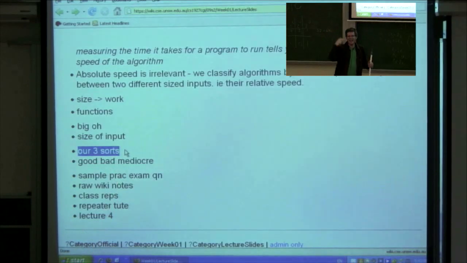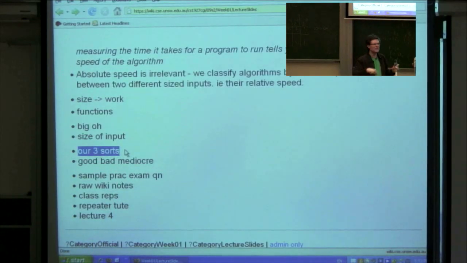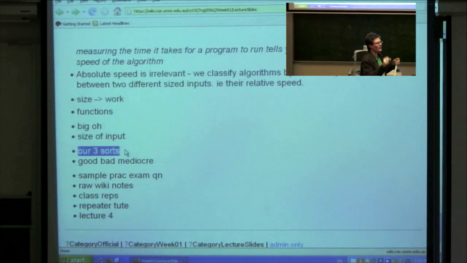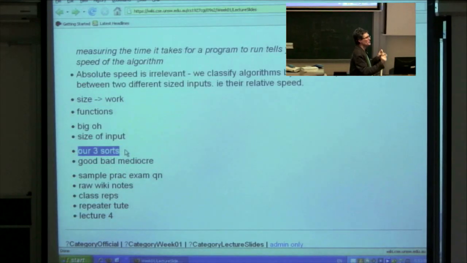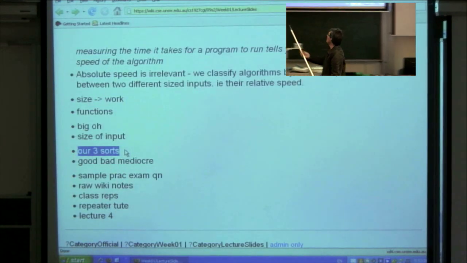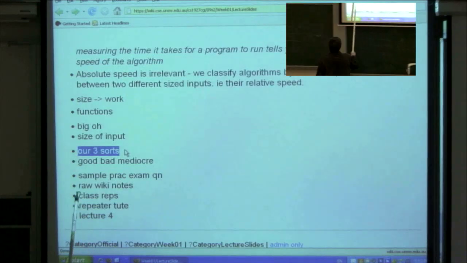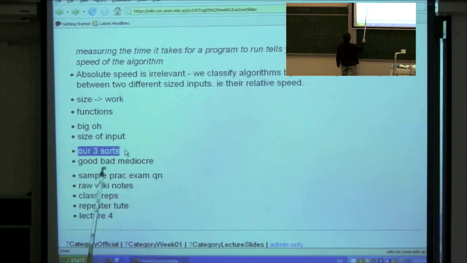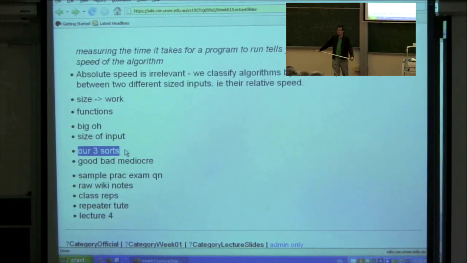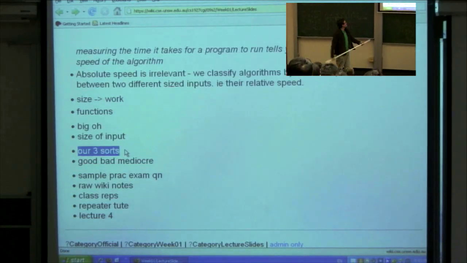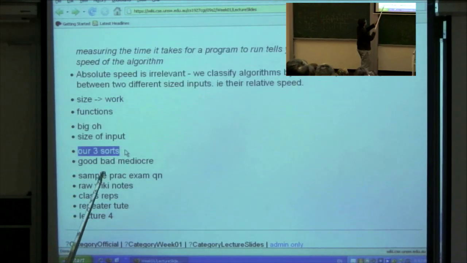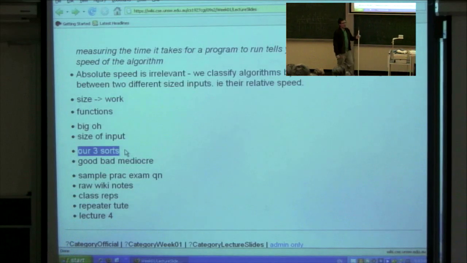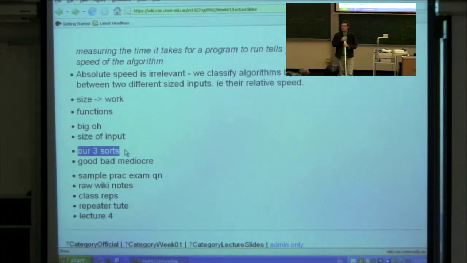Mediocre algorithms are n squareds, n cubeds, that sort of thing. Sometimes they're okay if you're solving small problems, but for big problems you're doomed. For really big problems you're doomed even with a log one, I guess. But generally the good ones are your logs, your linears and your constants. Your mediocre ones are your polynomial ones, your n squareds, your n cubeds. And then the bad ones are your exponential ones.